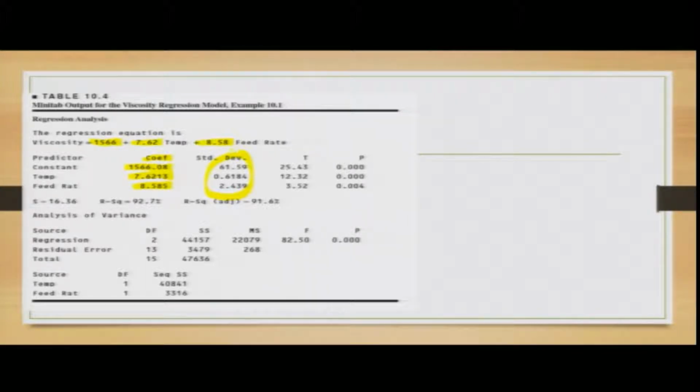Note that for a value of 1566 the standard error is about 61, for 7.62 it is 0.61, and for 8.5 it is 2.4. Then there are the temperature difference values, T plus and T minus, and the P values, the level of significance. The R square value is given as 92.7 and the adjusted R square as 91.6. Adjusted R square basically brings the degrees of freedom into the picture, in very general layman terms.